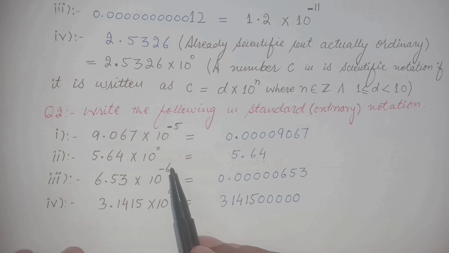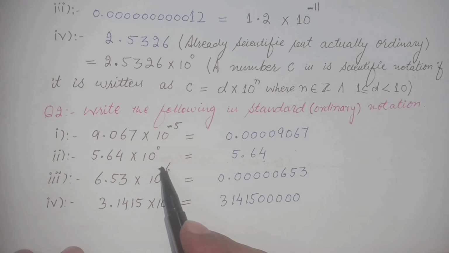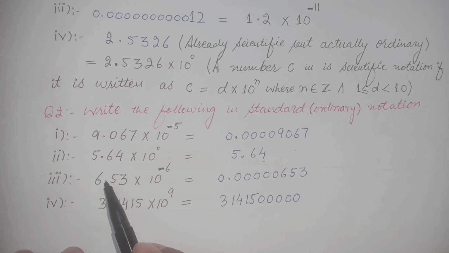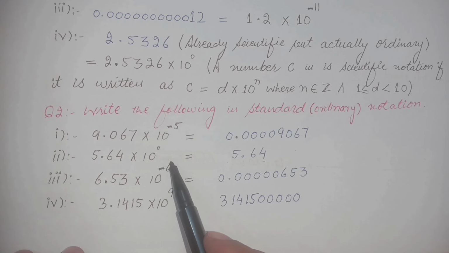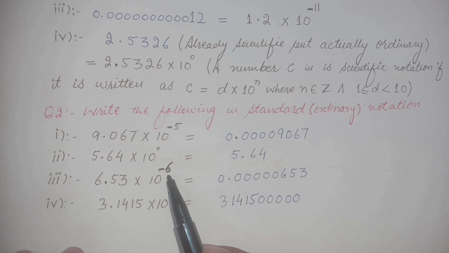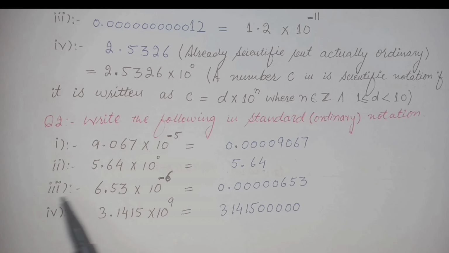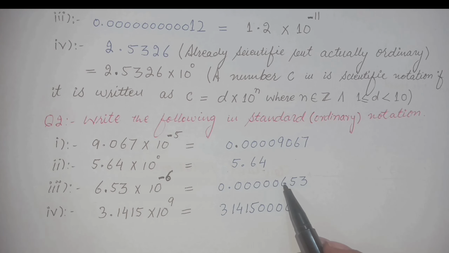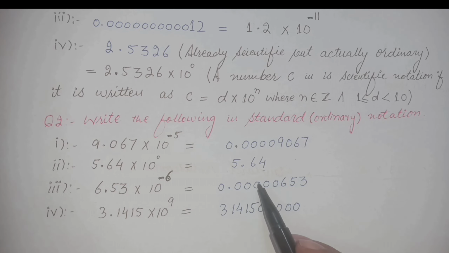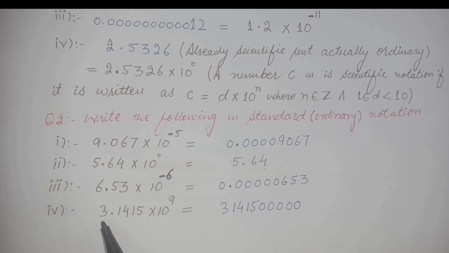6.53 into 10 to the power minus 6. Due to negative, we will move towards left and 6 digits will be counted. 1, because there are no more digits, so we will put zeros such like 1, 2, 3, 4, 5, 6 and the decimal will be here.